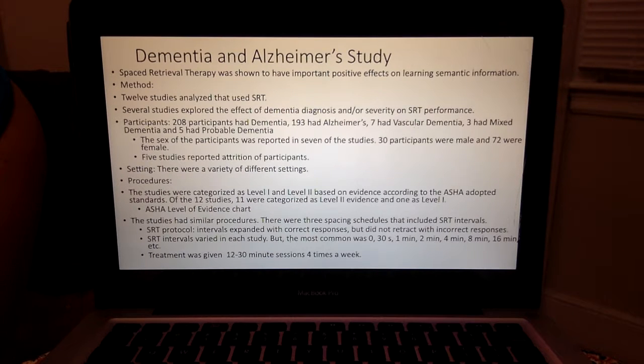And there are different protocols that deal with spaced retrieval therapy, in which intervals expanded with correct responses but did not retract with incorrect responses. The most common intervals used in this therapy were 0, 30 seconds, 1 minute, 2 minutes, 4 minutes, 8 minutes, 16 minutes, and so on. So they do it in intervals. And the treatment was given in 12 to 30 minute sessions 4 times a week.